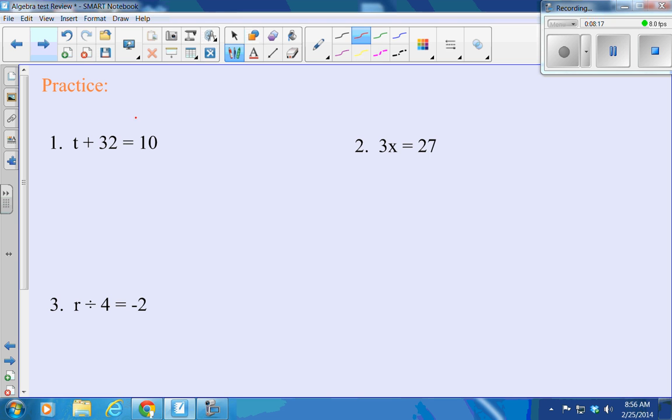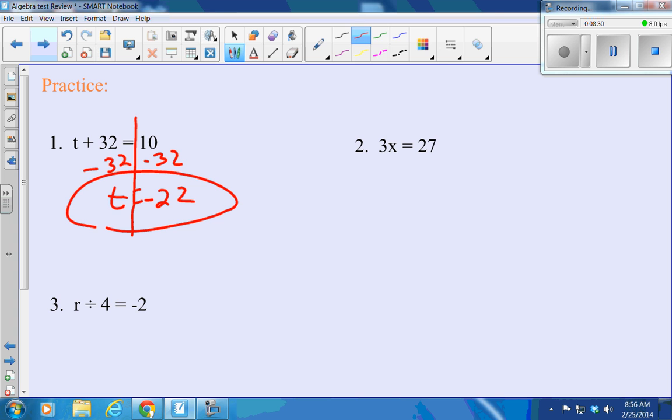So I have t plus 32. The opposite of plus 32 is minus 32. 10 minus 32 is a negative 22. If you haven't noticed by now, there is a lot of negatives on this test.